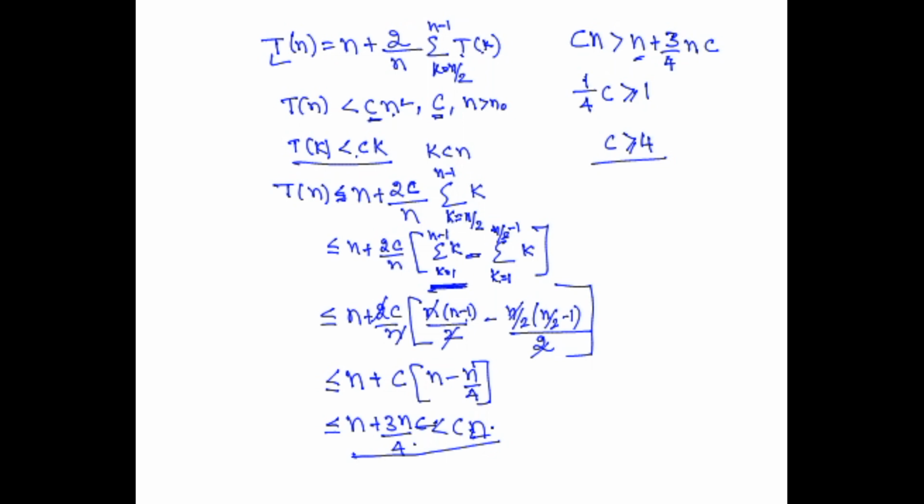So in particular, you can choose any c which is greater than 4. In particular, you can choose c to be 4. So we can show that T(n), which is the average number of computations done by the algorithm, is smaller than 4 times n, right? So this implies that on average, the complexity of this algorithm is theta of n.